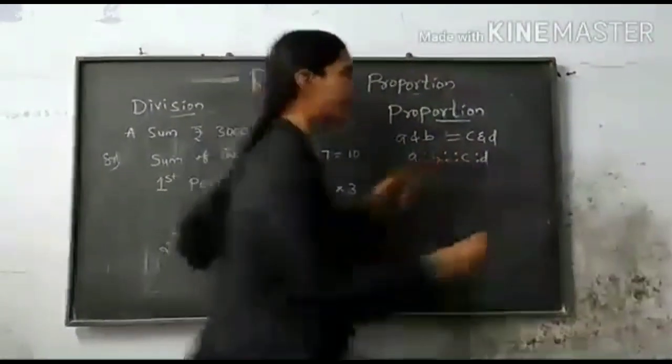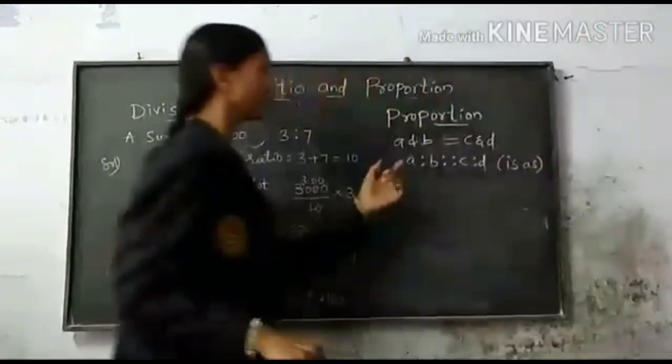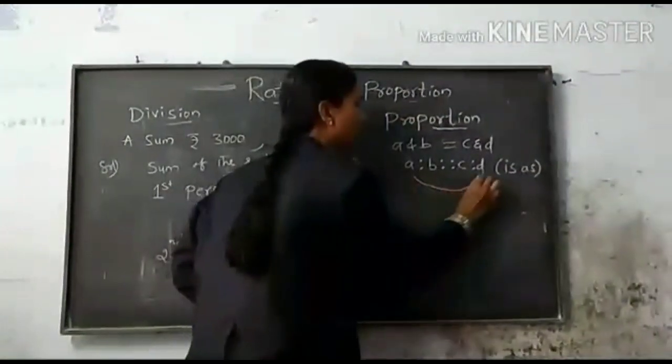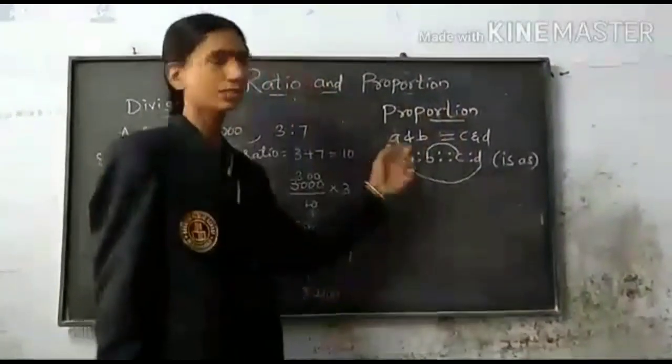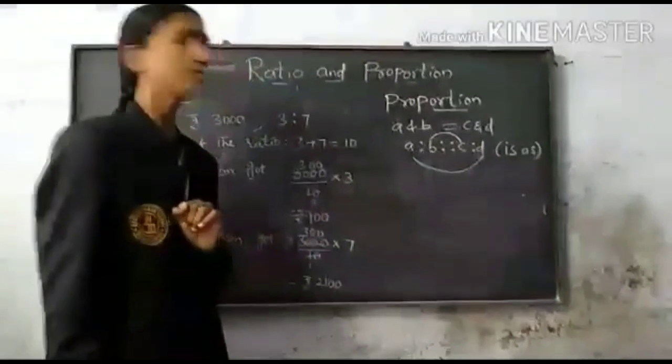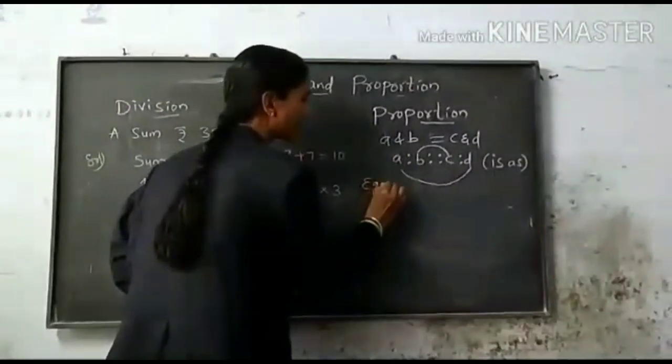This is called "is as". In this, these two terms are called extremes and these two terms are called means. And next, I am giving one example here.